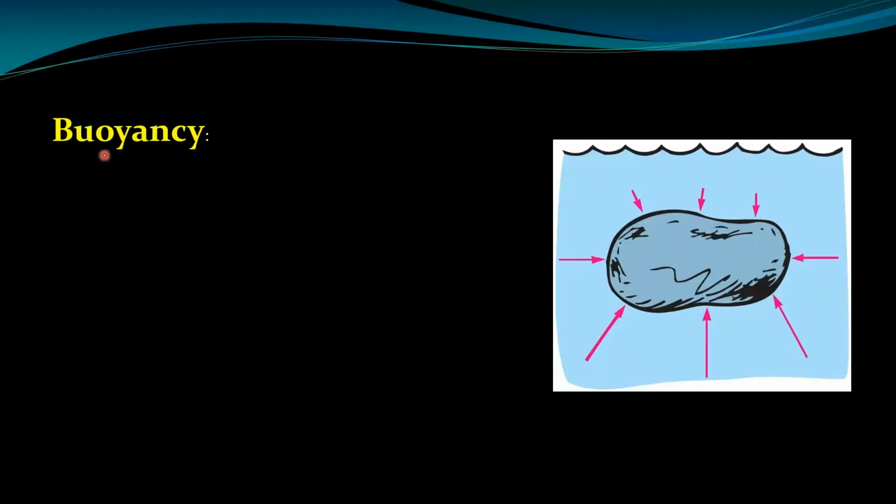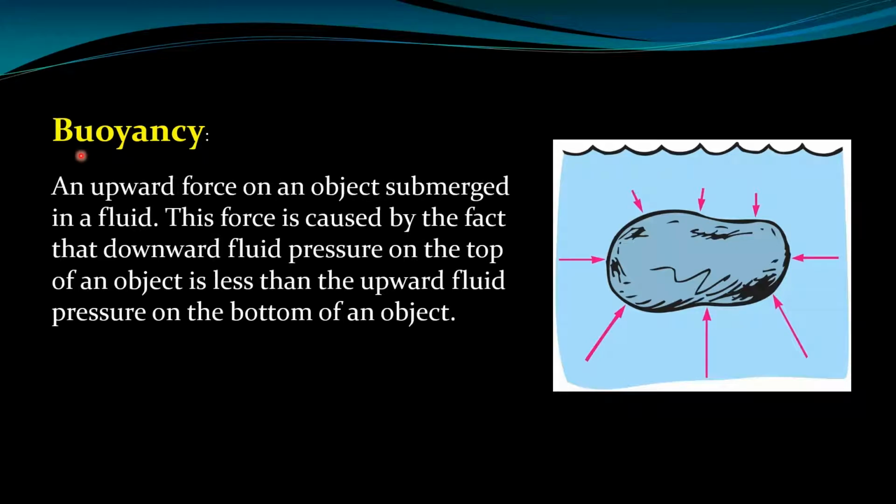So we can define buoyancy then as an upward force on an object submerged in a fluid. This force is caused by the fact that the downward fluid pressure on the top of an object is less than the upward fluid pressure on the bottom of an object. When this object was placed in the water, it had to physically push liquid out of the way. So we call that liquid that was moved the displaced liquid, because it was displaced by the object when it was lowered into the water.